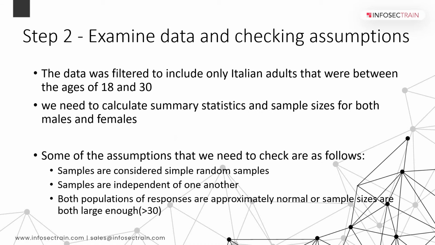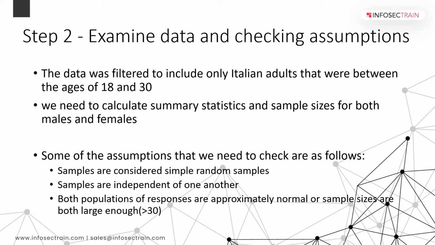Now in the second step, we are examining the data and checking the assumptions. Here the data was filtered to include only Italian adults between the ages of 18 and 30. Then we need to calculate summary statistics and sample sizes for both males and females.